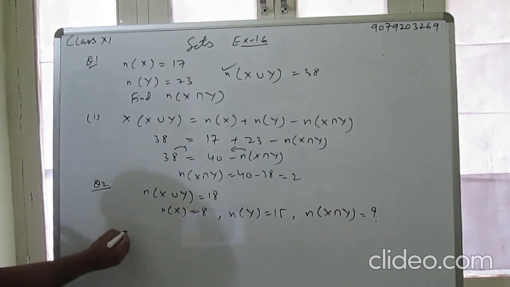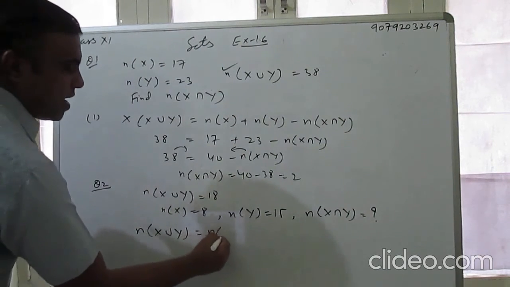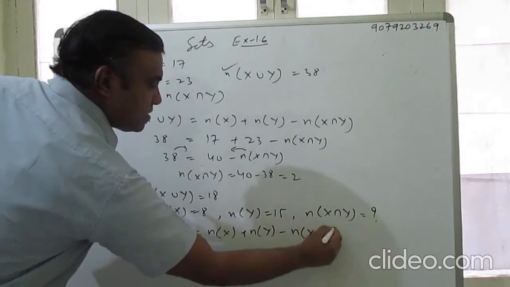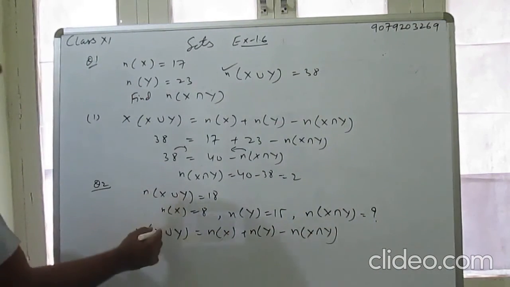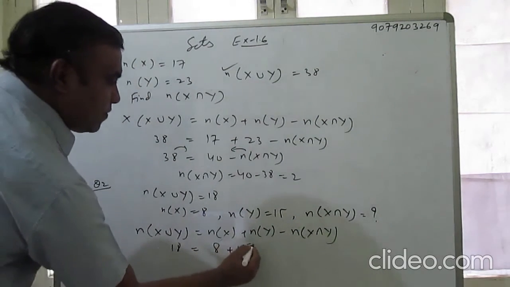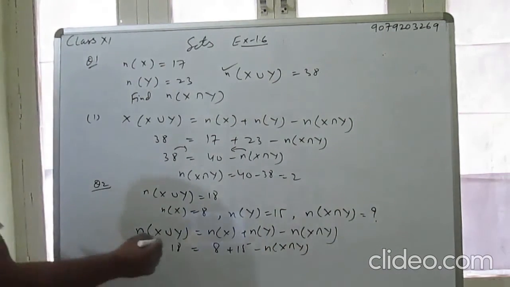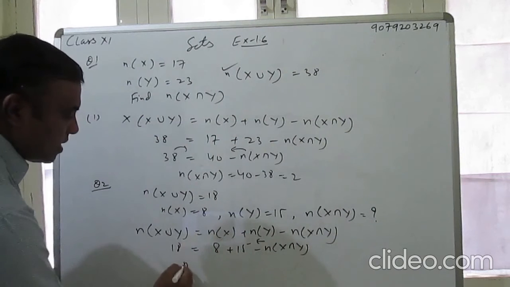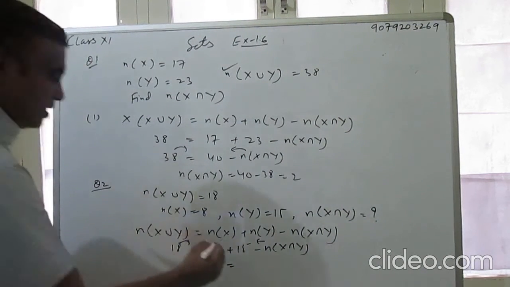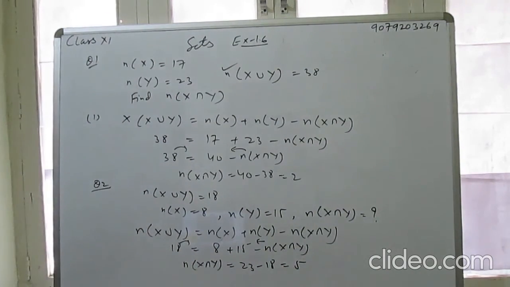Now apply the formula, n(X union Y) is equal to n(X) plus n(Y) minus n(X intersection Y), and n(X union Y) is 18, n(X) is 8, n(Y) is 15, minus n(X intersection Y). Now 18 plus this you transpose here and इसको उधर ले जाइए, n(X intersection Y) is 23 minus 18 is equal to 5. This is the answer.